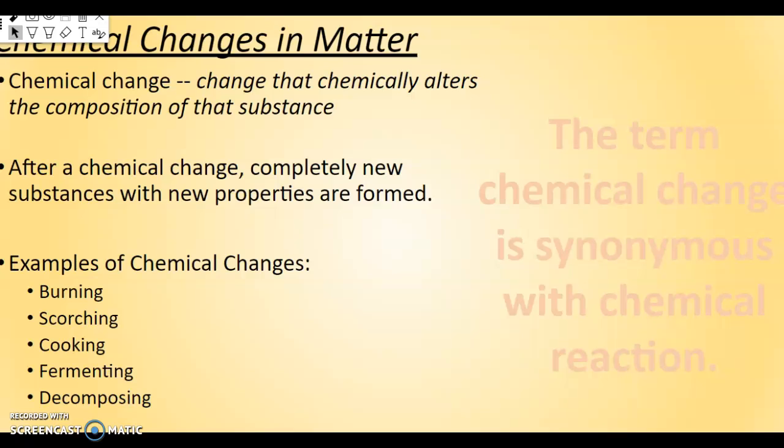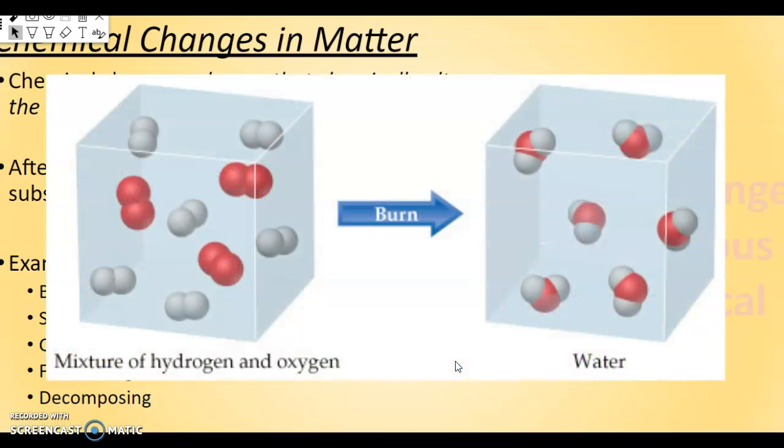Chemical changes cannot be reversed. When we have the term chemical change, we're also talking about a chemical reaction. Here's an example of a chemical change. When you burn something, you have initially two hydrogens and two oxygens that are bonded together. When we burn it, we break the bonds between the oxygens and the hydrogens, and we reform new bonds to give us water.